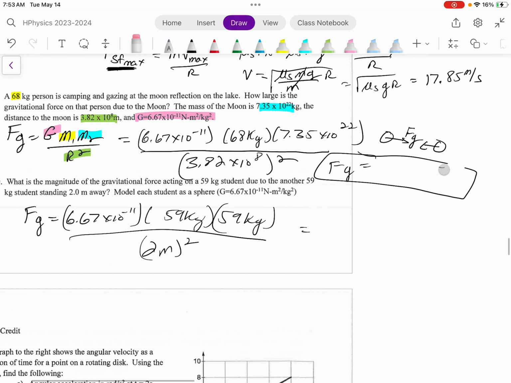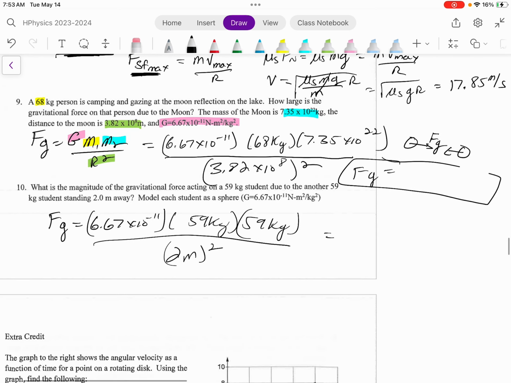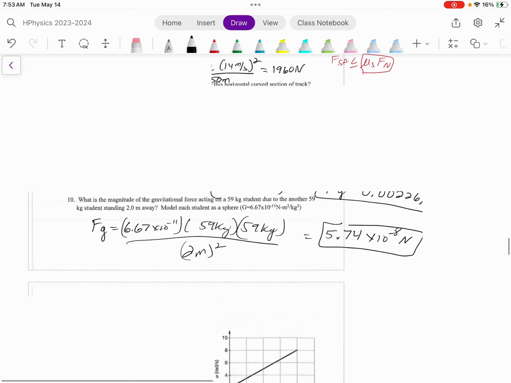Apologize for the confusion. The force of gravity in problem number 9 turned out to be 0.00226 newtons. This one turns out to be the really small number of 7.4 times 10 to the negative 8 newtons. I apologize. Okay, extra credit on this test.